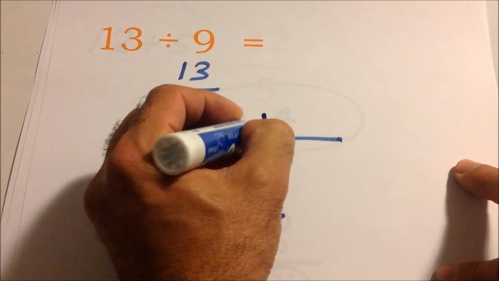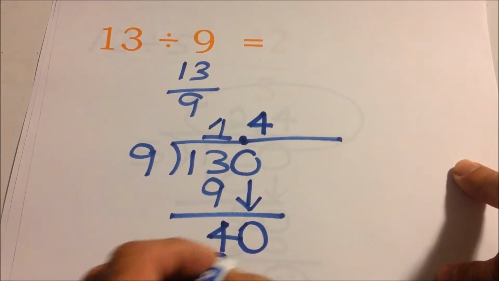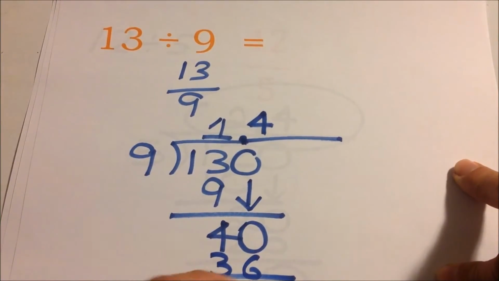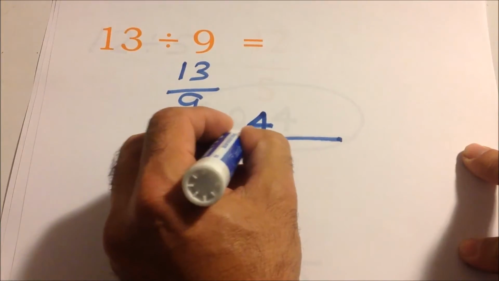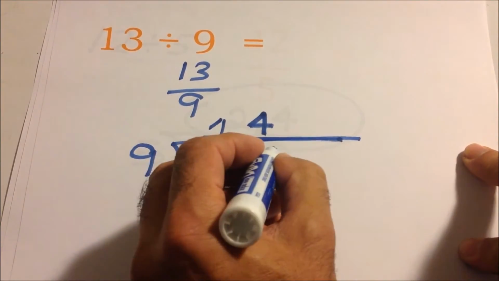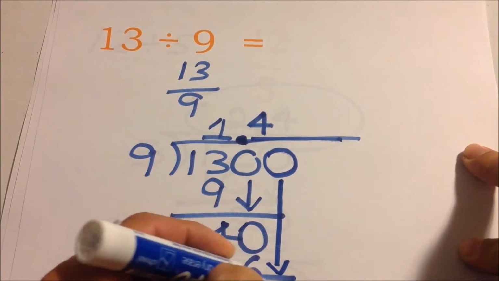4 times. 9 goes into 40 4 times, and 9 times 4 is 36. Oh, we didn't get a 0 yet. Still got a 4. So what do? Well, we already put a decimal, so we can't put another decimal, but we can put another 0. Once we put it there, bring it all the way down.